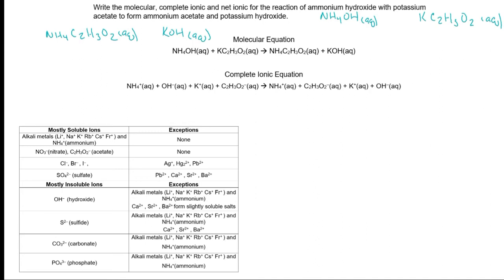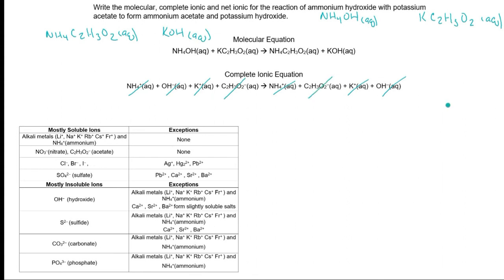So finally, to get our net ionic equation, we want to remove all the spectator ions. Now these are ions that are the same on the reactant and product side. So let's start canceling. Ammonium is the same. We do have hydroxide. What about potassium? Let's see. Yes, it's here and here.